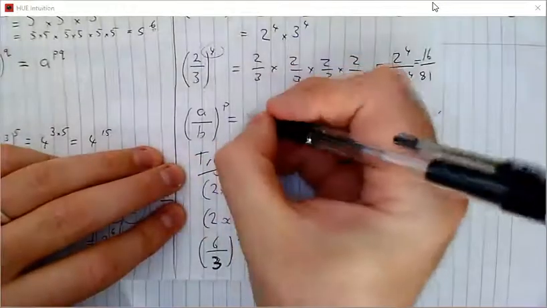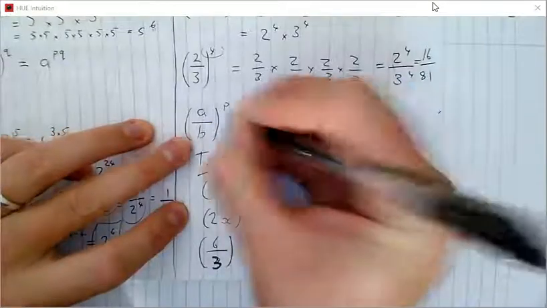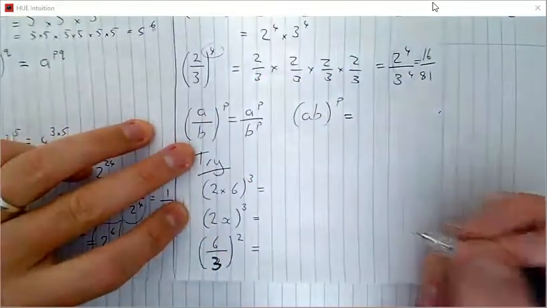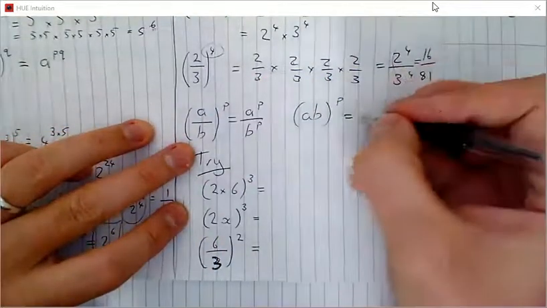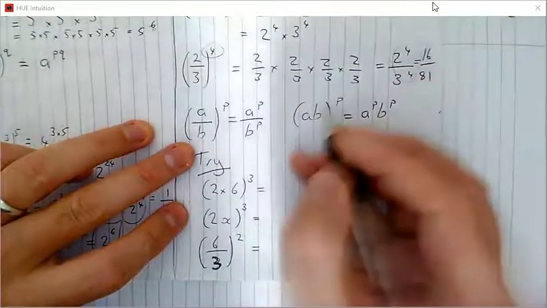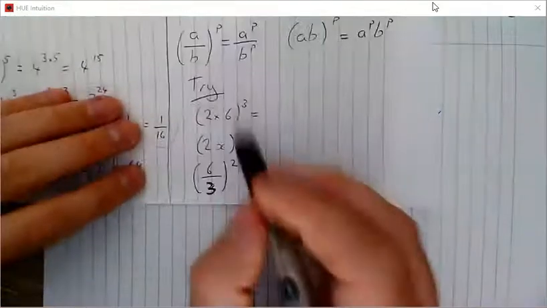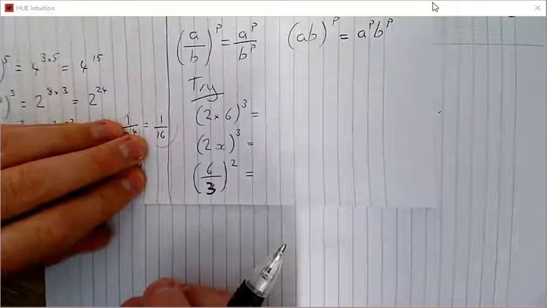Okay, hopefully what you wrote was a to the power of p over b to the power of p. You've given that p to both the top and bottom of the fraction. You've distributed it. And here you've said a to the power of p multiplied by b to the power of p. So you've given that p to both parts of the multiplication. Okay, so you might try these 3 here. Pause the video there.